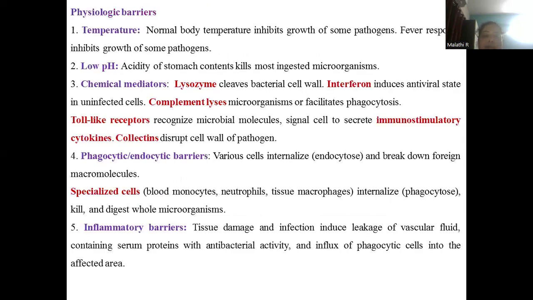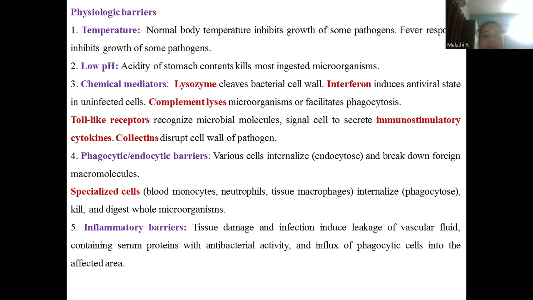Then we have physiological barriers, which include, first, temperature. The normal body temperature inhibits the growth of some pathogens. In case we have fever, which is a symptom of a particular infection, this fever raises the body temperature by 1 or 2 degrees, which causes the invading microorganism to be destroyed. So temperature is the first defense mechanism.